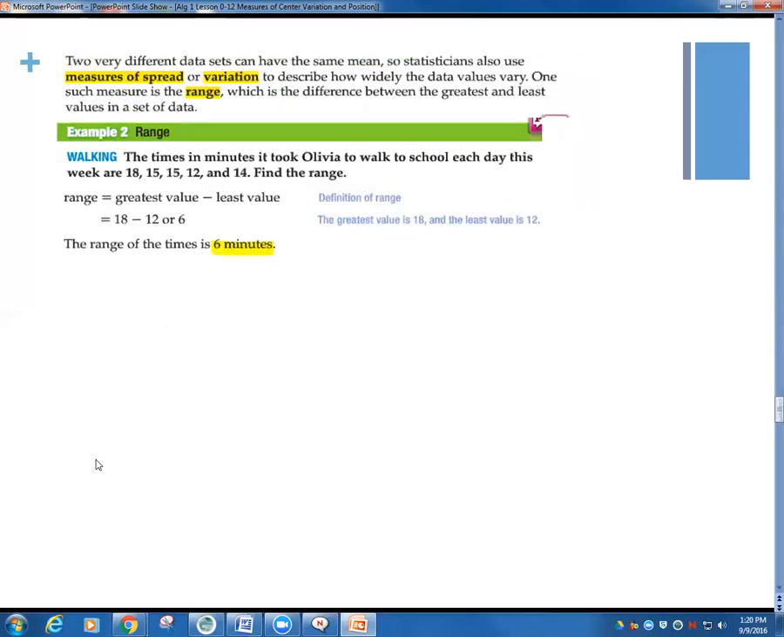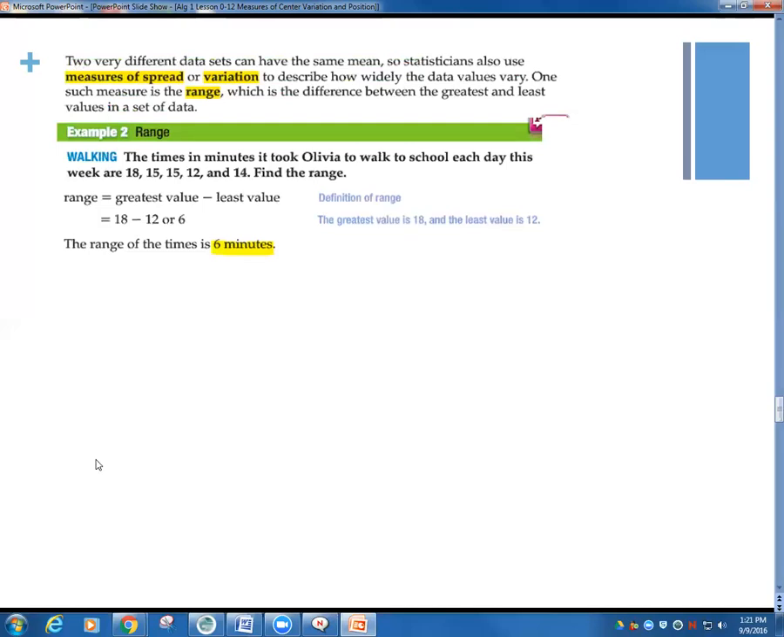Two very different data sets can have the same mean, so statisticians also use measures of spread or variation to describe how widely the data values vary. One such measure is called range, which is the difference between the greatest and least in a set of data. So you can have 2 people playing baseball and get the same average number of hits, but that doesn't mean they have the same type of statistics.